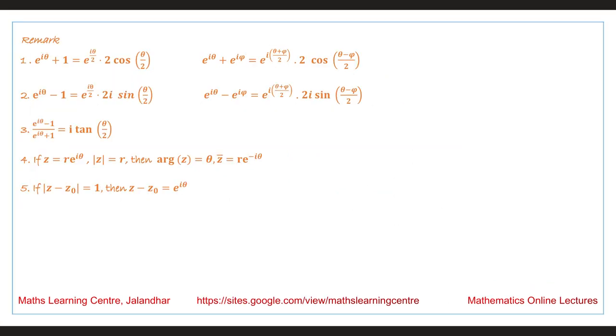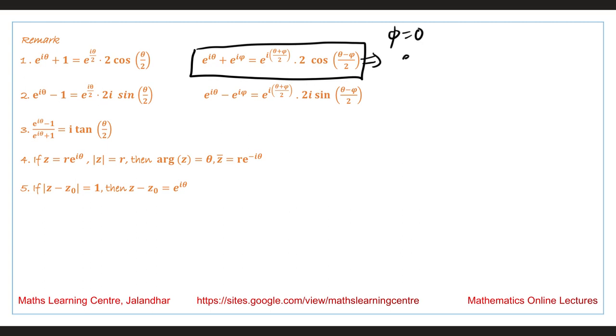Next, based upon these formulas, we have some results over here. First, if we are talking about this formula, and we substitute phi is equal to 0 in this formula, it will imply e raised to the power iota theta plus e raised to the power 0, which is 1, is equal to e raised to the power iota theta by 2 into 2 times cos of theta by 2, and this is our first result.